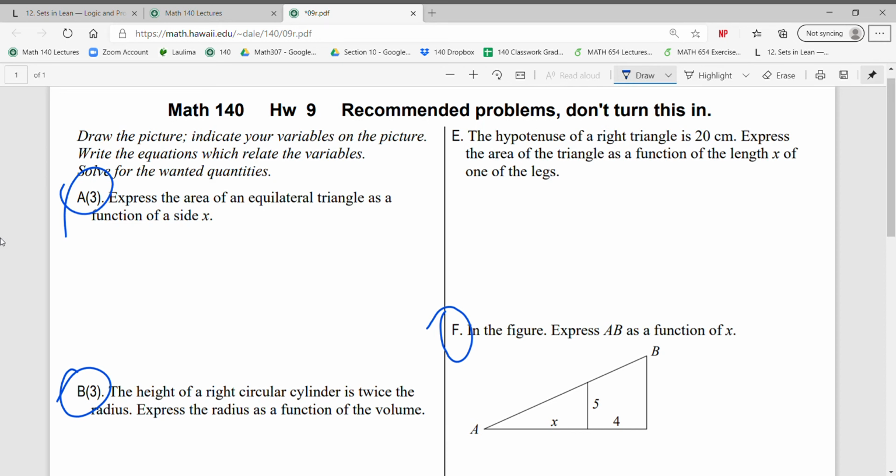Alright, hey guys, I'm going to do some problems on the Homework 9 recommended problems because I know this is still a difficult topic for a lot of us.